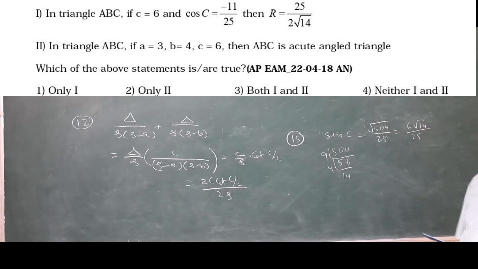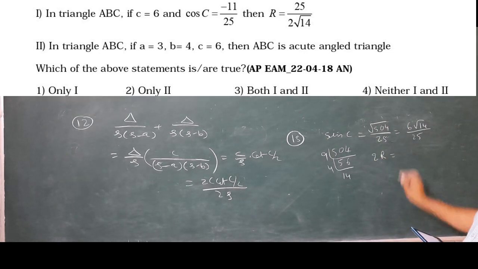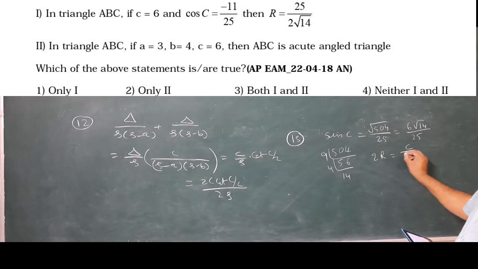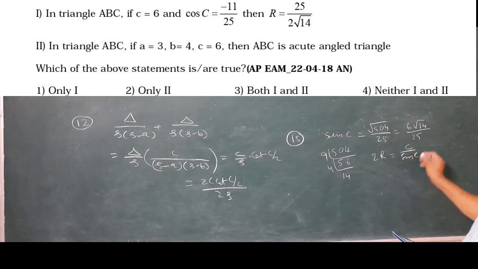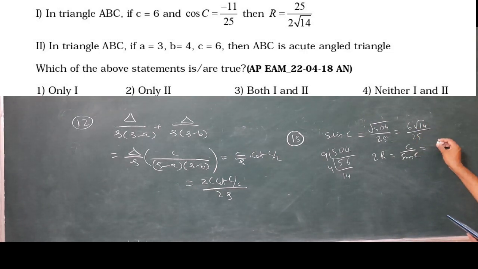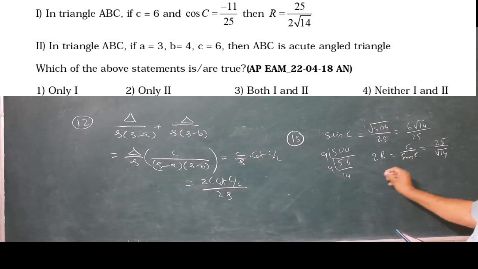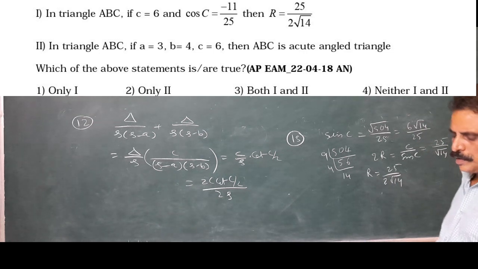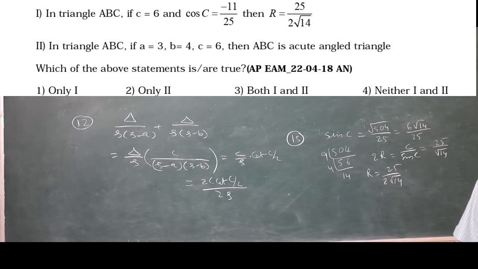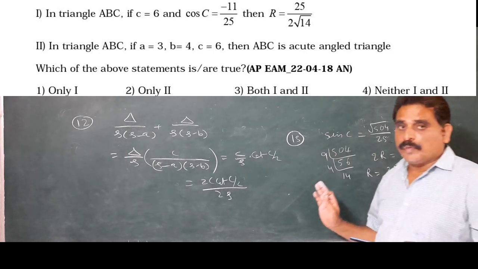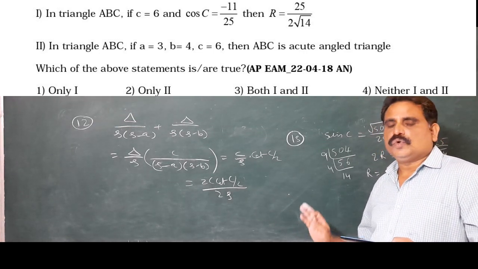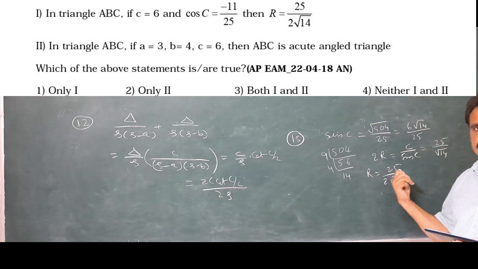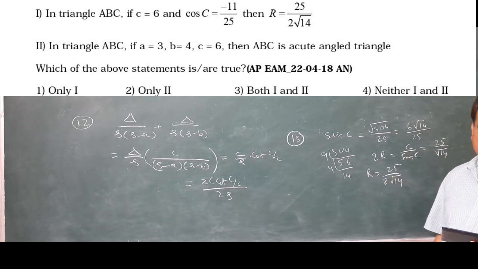But here we want R. 2R is equal to, from sine rule, c by sin C. c is given as 6. So 6 by 6 root 14 by 25. That becomes 25 by root 14. That is 2R. So we want R, that is 25 by 2 root 14. Check the option. It is a statement type problem. R is given as 25 by 2 root 14. We get R equal to 25 by 2 root 14. So first statement is true.